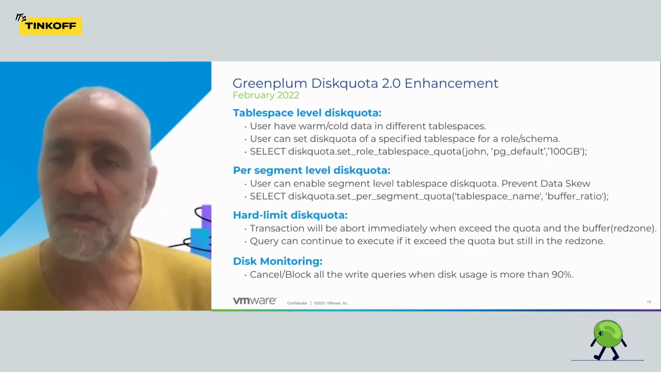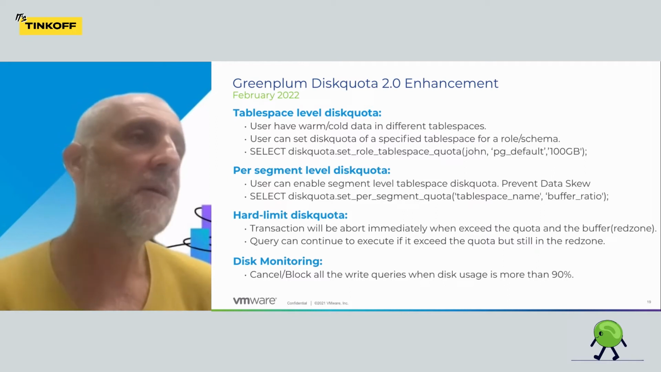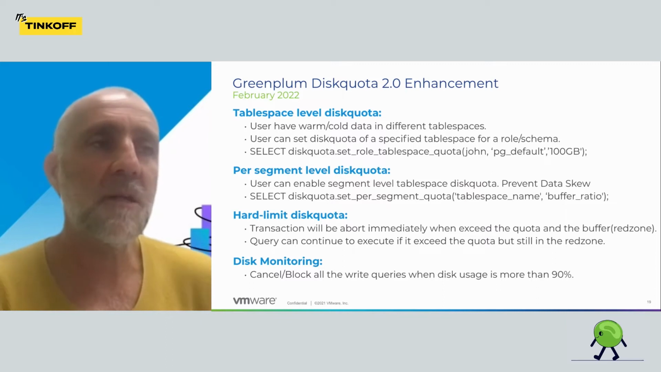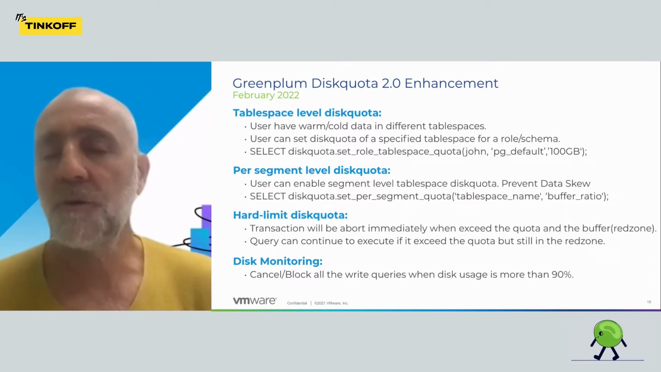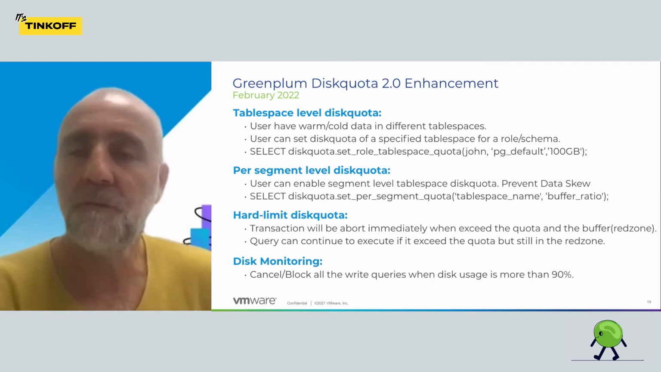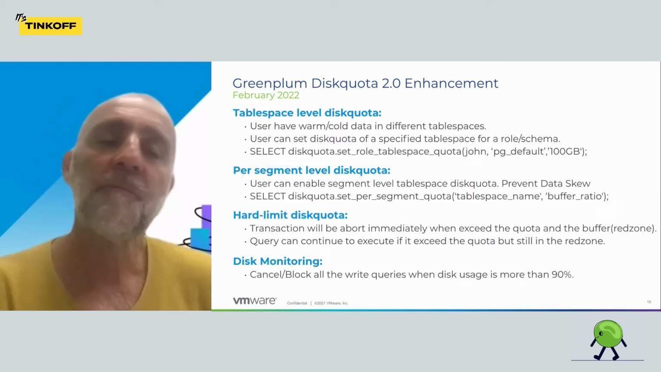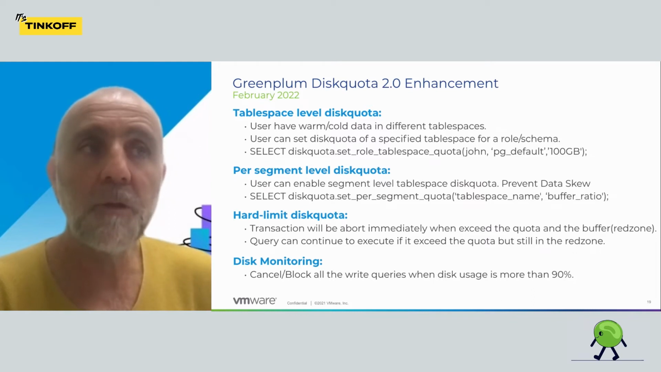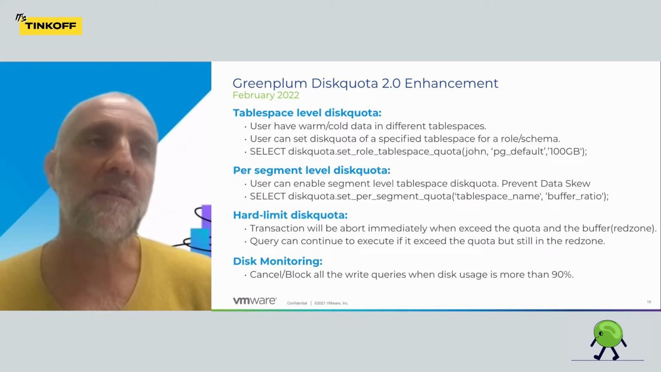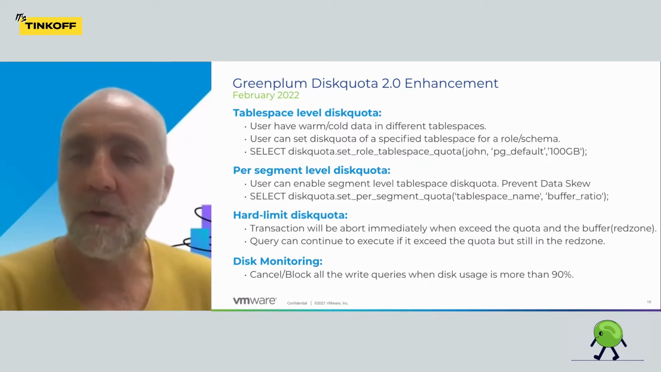So if you are using different classes of storage, you will be able to define this quota and say, for instance, okay, John will have a quota of 100 gig on the pg_default tablespace. Or if you have an NVMe tablespace or SSD tablespace, you will also be able to assign a quota for this specific tablespace for a role or for a schema.